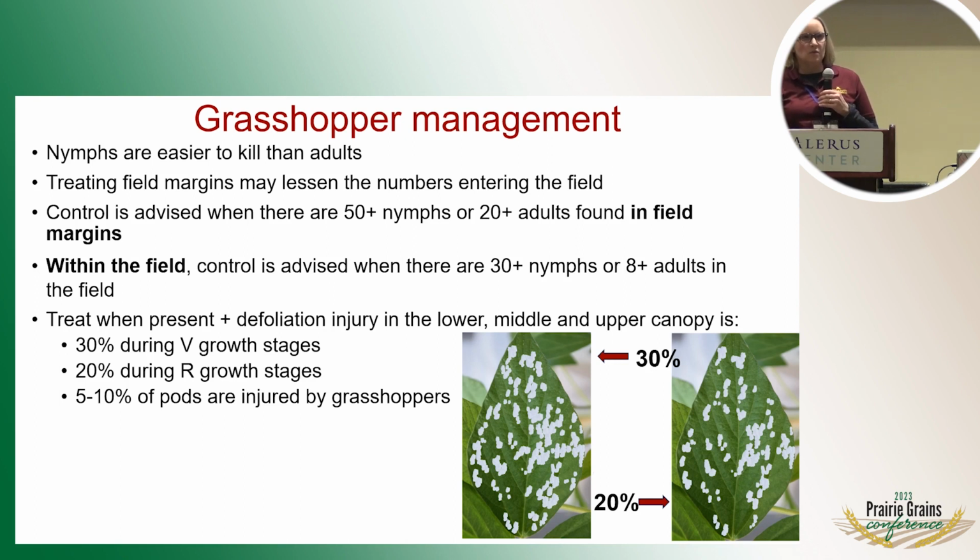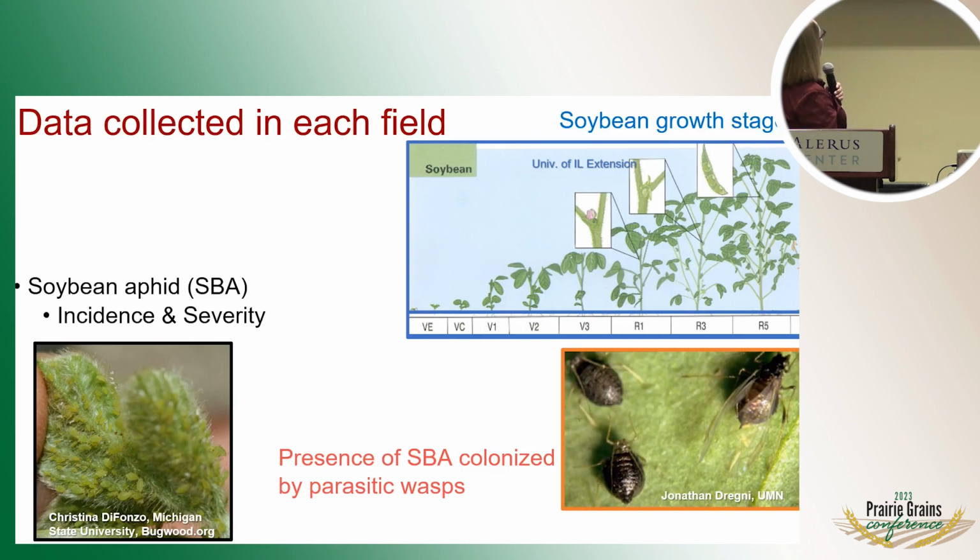The reason why we use these thresholds is really to take all of the emotion and subjectivity out of that decision. We also have designed thresholds so that there's time to make a pesticide application before you have significant yield loss. So this is just one example of the sort of information this survey provides.